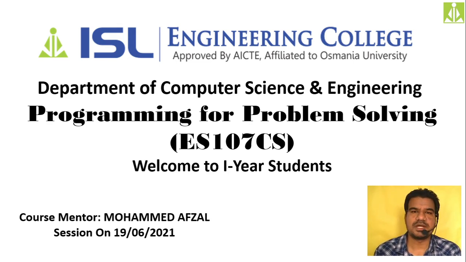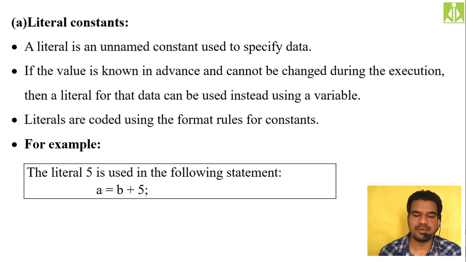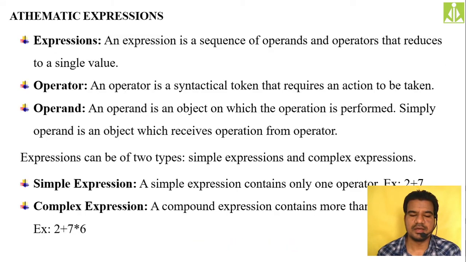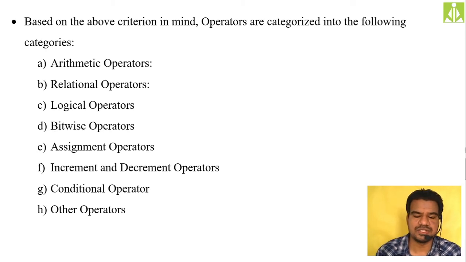In our last class, we started the arithmetic expressions, and in that we have seen what is operand, what is operator, and what is an expression, simple and complex. The basic terminology related to these expression solving we have seen. And then we started the operators concept, and in that we said we have 8 different types of operators in C. They are arithmetic, relational, logical, bitwise, assignment, increment and decrement, conditional, and other operators category.